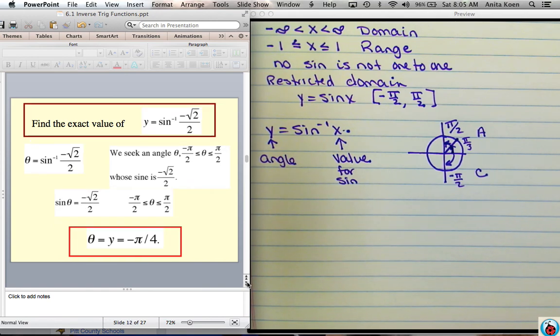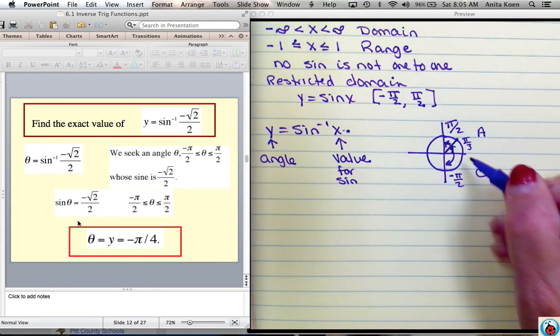Okay, so let's look at this one. Find the exact value of y equals the sine inverse of the negative square root of 2 over 2. Well, what I'm looking for here, again, I'm going to change my y to a theta so that I do not forget that I am looking for an angle. Anytime I see the sine inverse of a value and I'm looking for what it equals, I am looking for an angle between pi halves and negative pi halves inclusive, whose sine is negative square root of 2 over 2.